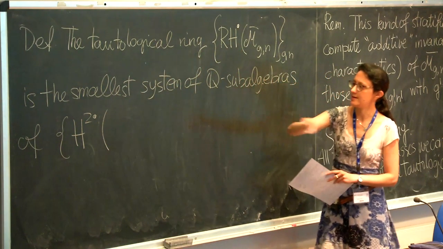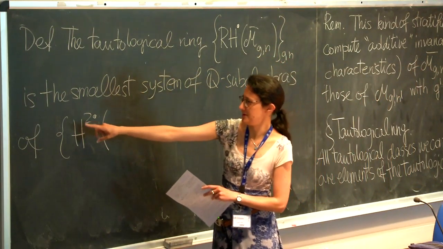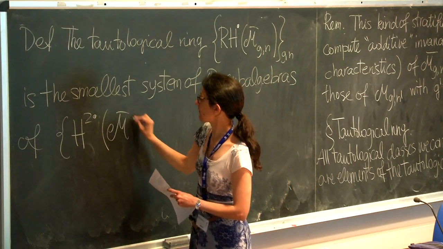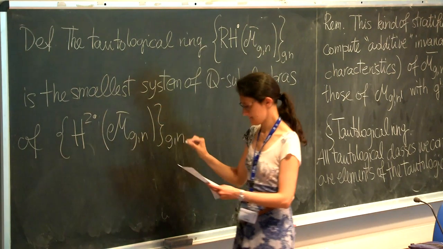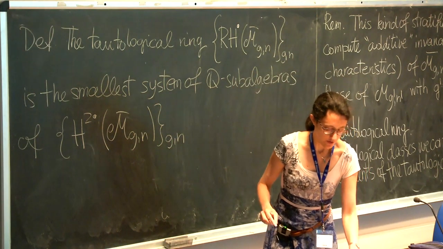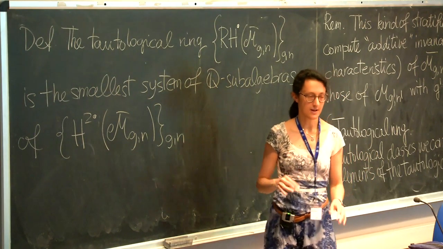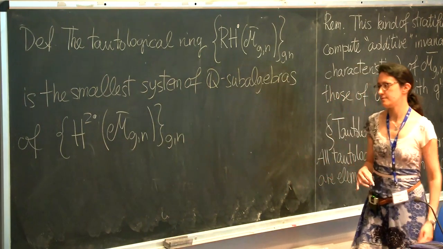We want to take the grading that comes from codimension, so we'll get twice the same degree we had before, which is closed under push forward under the natural maps, which are the gluing maps and the forgetful maps.